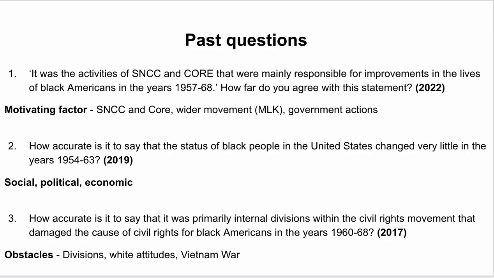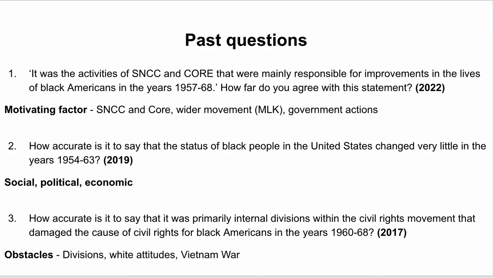The second question, in 2019: how accurate is it to say the status of Black people in the United States changed very little in the years 54 to 63? So we're talking about the status of Black people, to what extent that changed. And look at the dates again here, 54 to 63. I would suggest a social, political, and economic approach. So a paragraph on social rights, a paragraph on political rights, a paragraph on economic rights, thinking about evidence that shows either change or continuity for each of those.